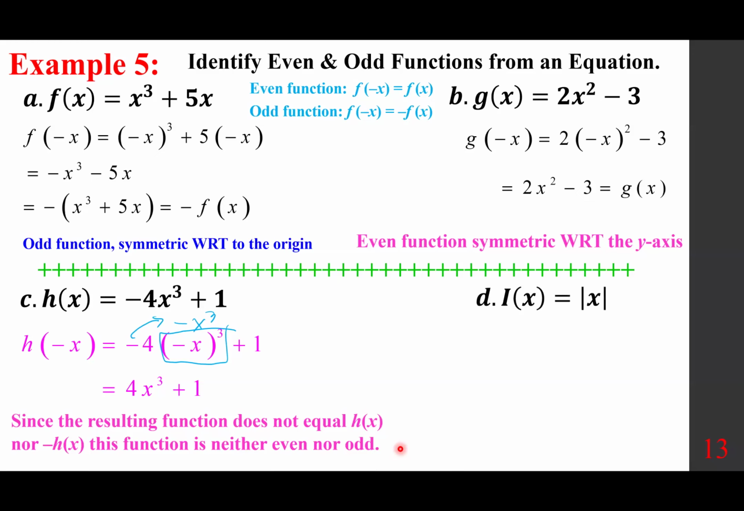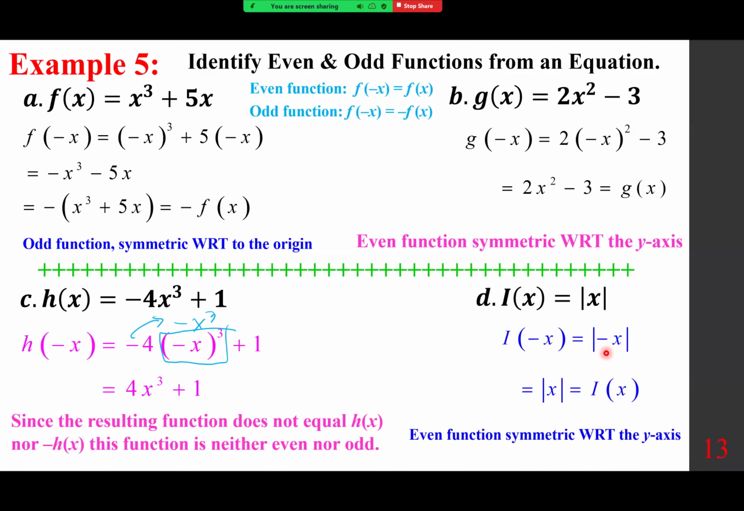Let's look at this one. Let's plug in negative x. As you know, the absolute value of x and minus x are the same. So this is the same whether I put the negative in or out, it makes no difference because it's an absolute value. And therefore, because it's identical, it makes it an even function. So it makes it symmetric with respect to the y-axis.